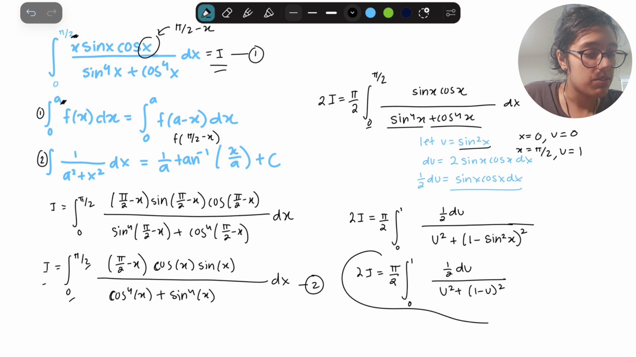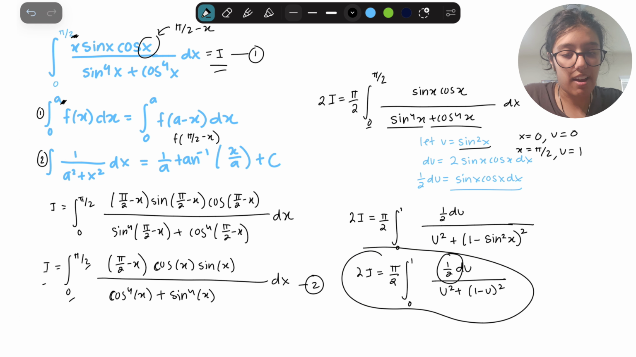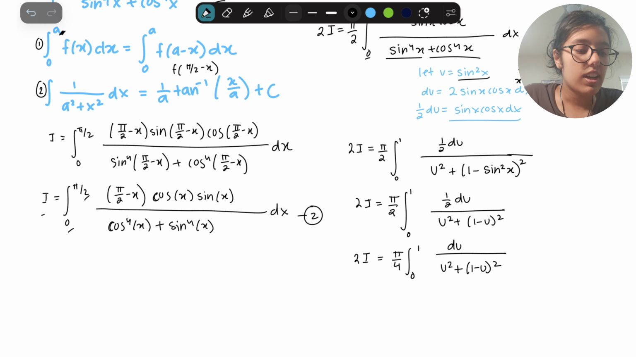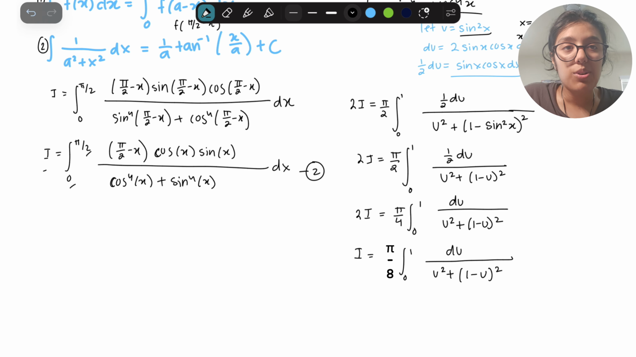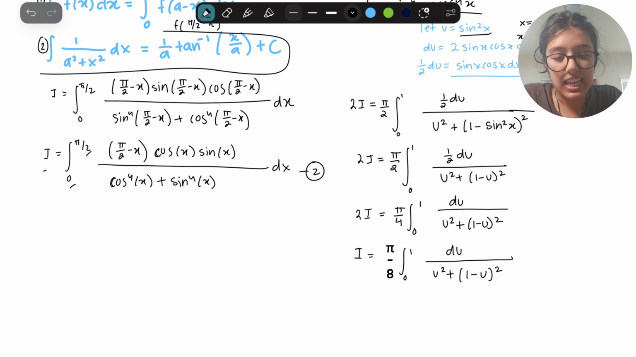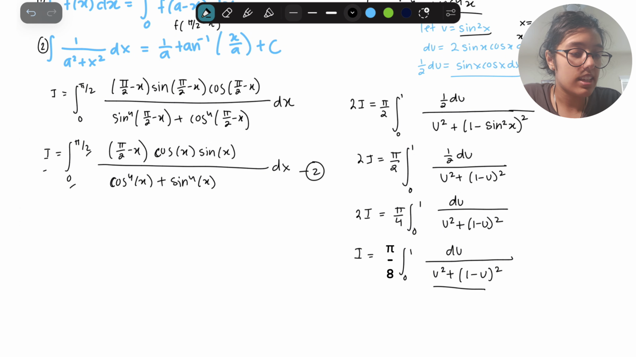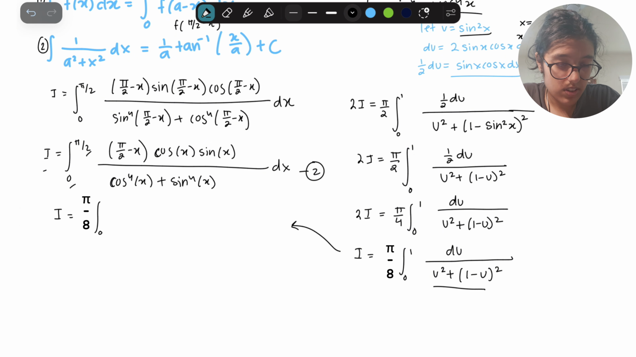Now I'm going to simplify this a bit further. I'm going to take that 1/2 out. Alright, took that 1/2 out. Now I'm going to divide both sides by 2. Alright, now over here we can apply our second hint. But in order to do that, let's actually start simplifying the denominator first.